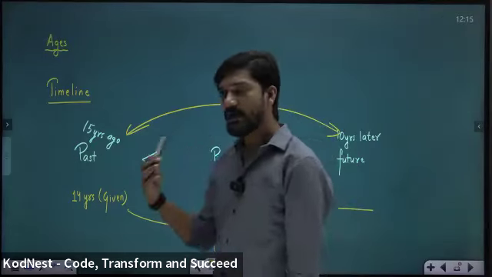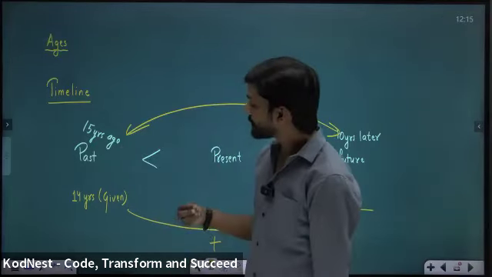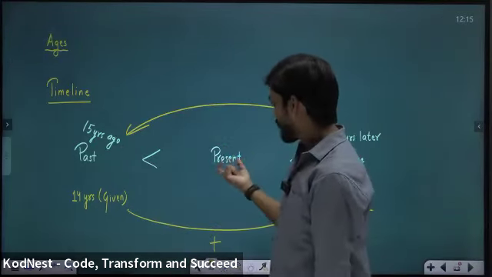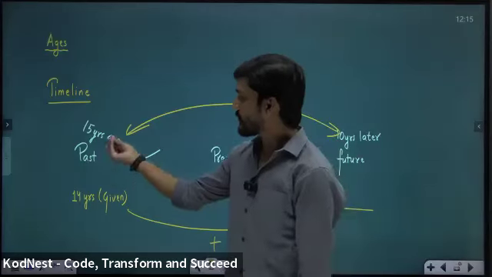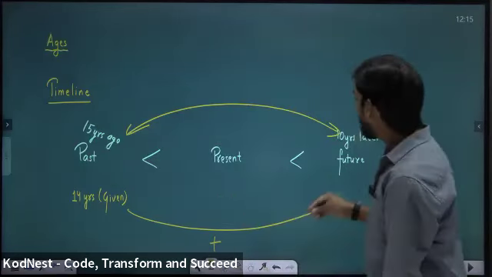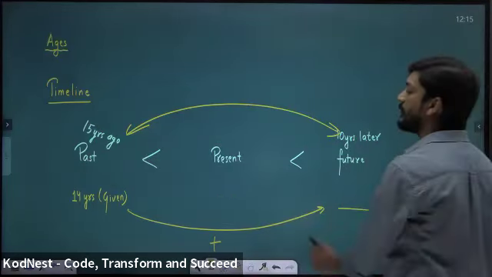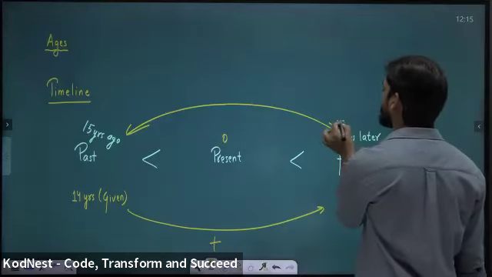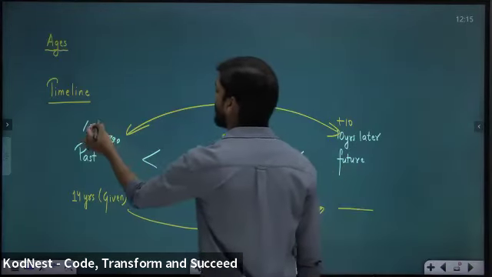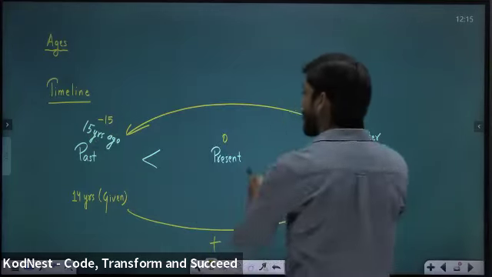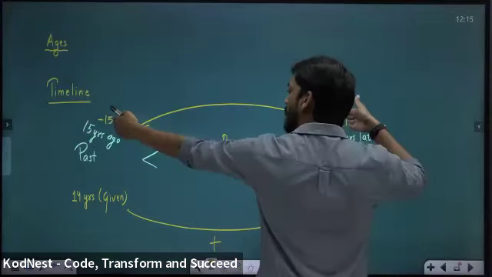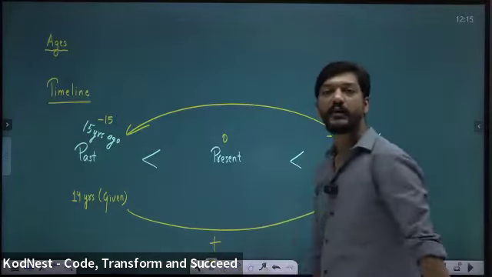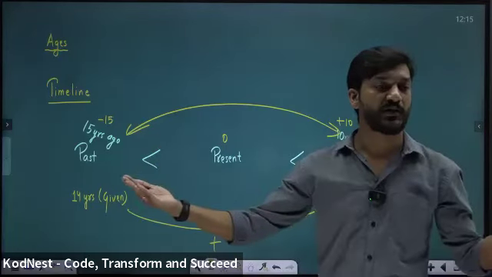If there is any doubt, think it this way. This is present, so 0. This is past, so minus 15. And this is future, so plus 10. 0, plus 10, and minus 15. I'm asking you, what is the difference between these two? How much difference is there? Minus 15 and plus 10. How much?